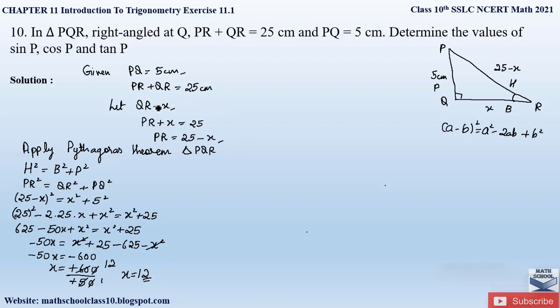So what we had assumed earlier the x value to be, it is QR. So we will get QR is equal to 12 centimeters. Then PR value is what? PR is equal to 25 minus x. So it is 25 minus 12. So PR is equal to 13 centimeters.